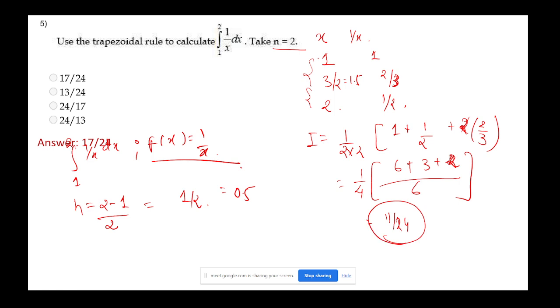So you can check and correct it. You can cross check, for example, if 11 by 24 is 0.458, and you can also solve it algebraically. For example, the integral of 1 by x is nothing but ln x. So ln x from 1 to 2. So it will be ln 2 minus ln 1. So you can solve this, and you will be able to calculate.